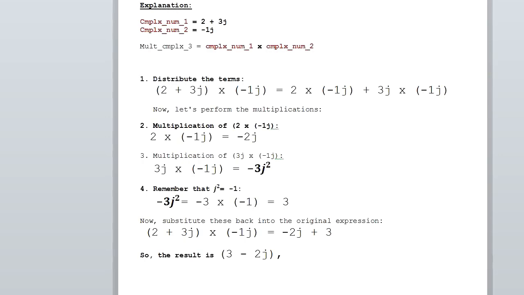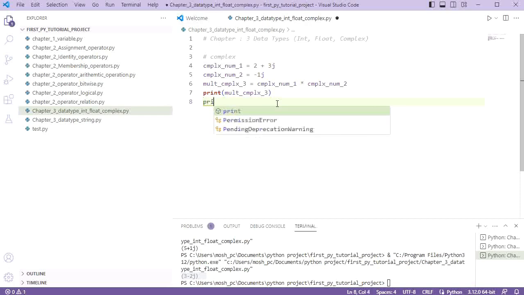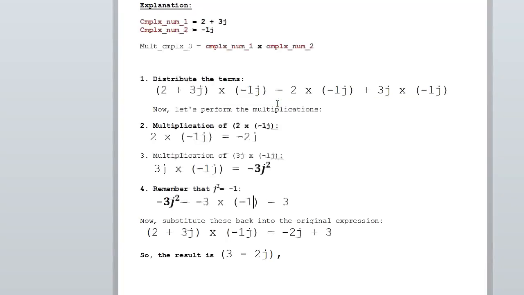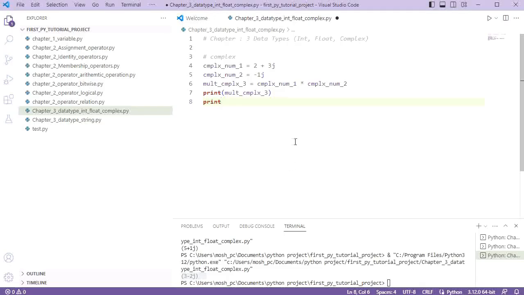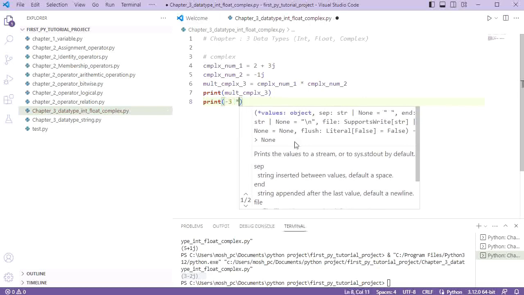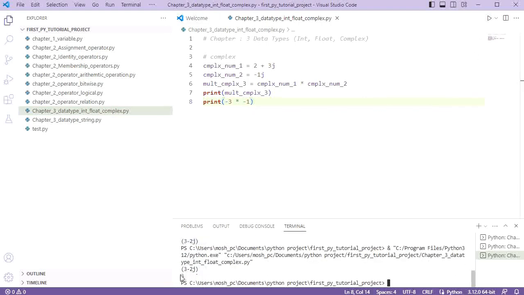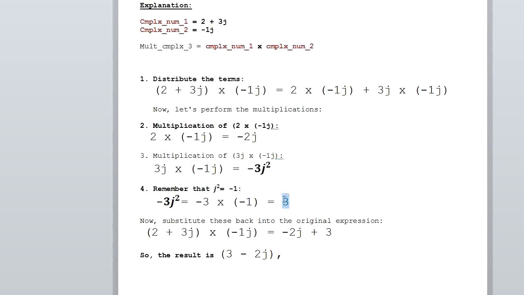Let's check it. Here you can see, we got 3. Now, substitute these back into the original expression. So, the result is 3 minus 2j.